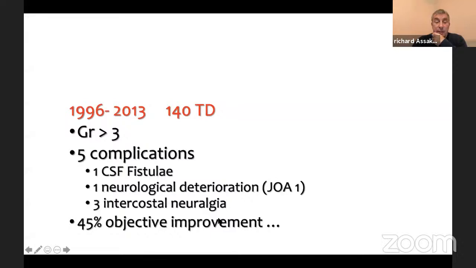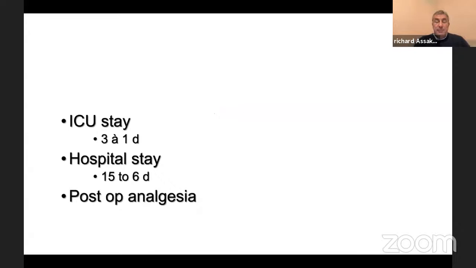45% had a clinical improvement of those patients. I evolved also through my post-op management. You can see that at the beginning, patients were staying 3 days in the ICU, and now they are staying only 1 day. The hospital stay shrank from 15 days at the beginning of my experience to 6 days, and the post-op analgesia is getting much better now.